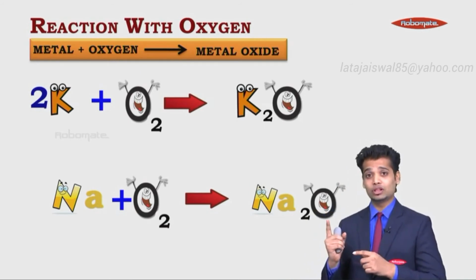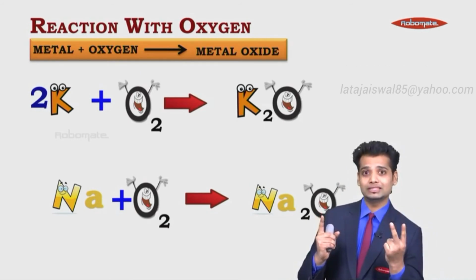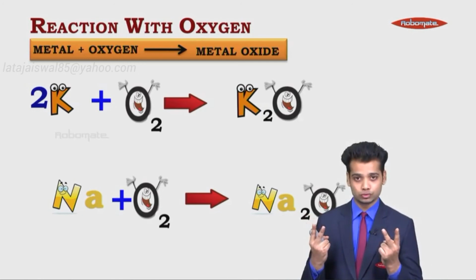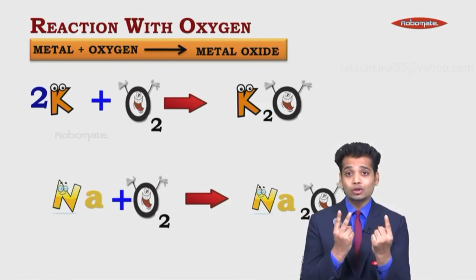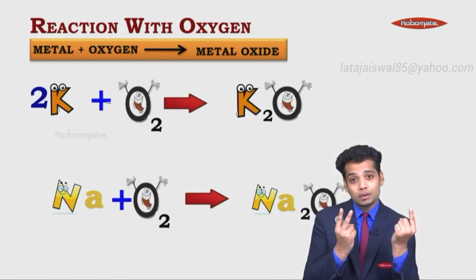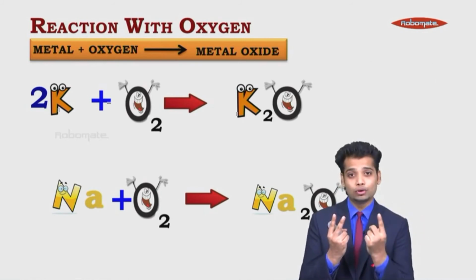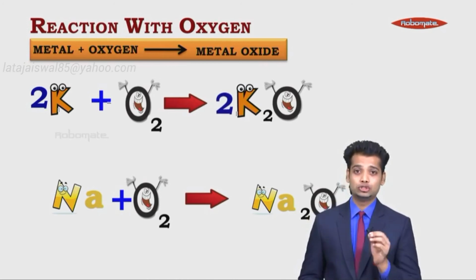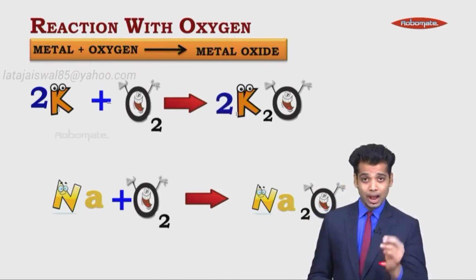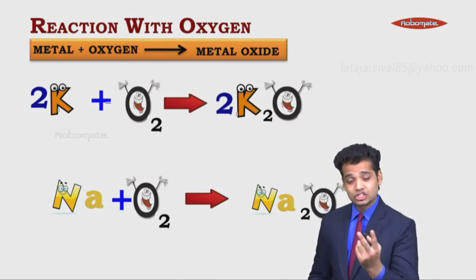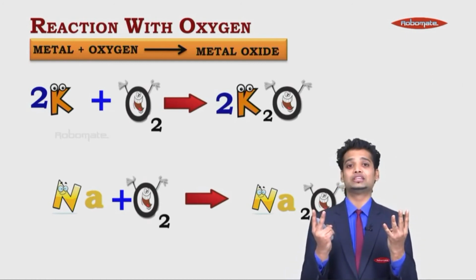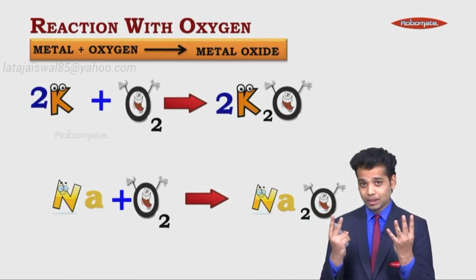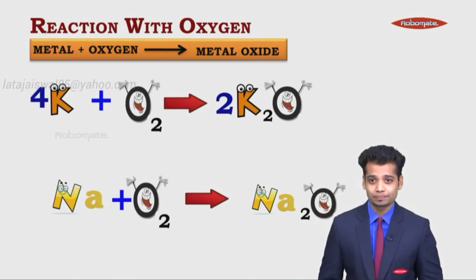K was just 1 on the left hand side, K was 2 on the right hand side, so I multiplied it by 2. Oxygen is 2 on the left and oxygen is 1 on the right hand side, so you'll multiply the right hand side compound by 2, making it 2K2O. But K gets disturbed, K becomes 4 and the left hand side K is just 2. So multiply that 2 by 4.